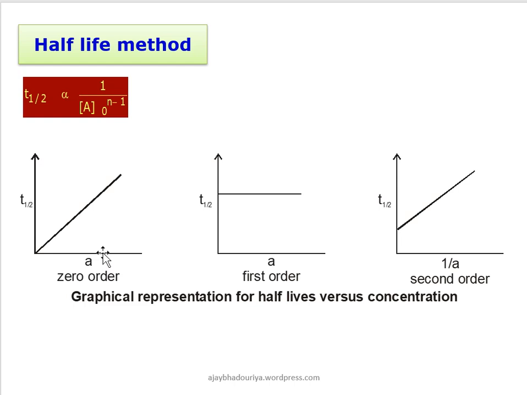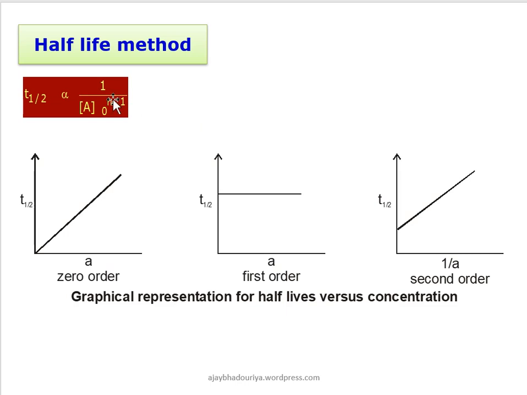And if it is a first order reaction, the value of n will be equal to 1. 1 minus 1 means 0. So when the concentration is raised to the power of 0, that will become 1. So t half will not depend upon the concentration for the first order reaction. So this graph is showing that t half is independent of the concentration, a straight line.